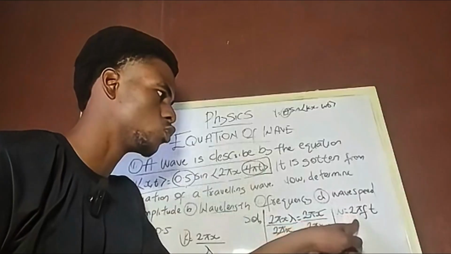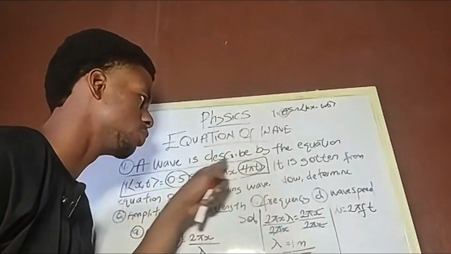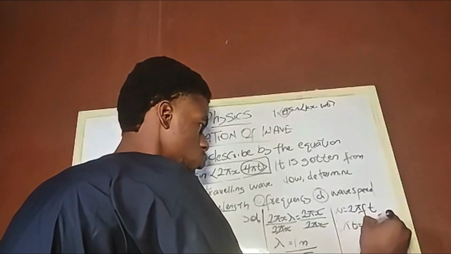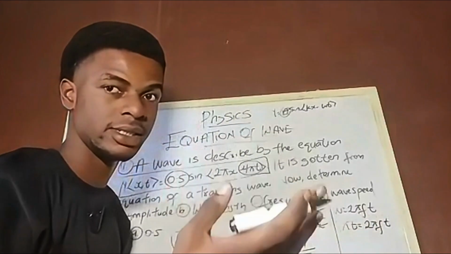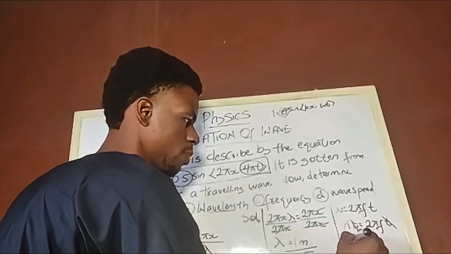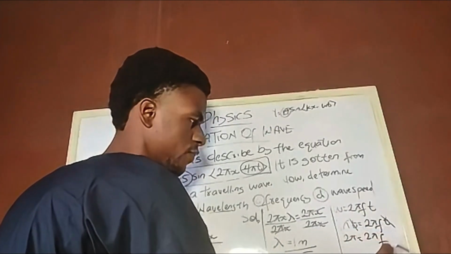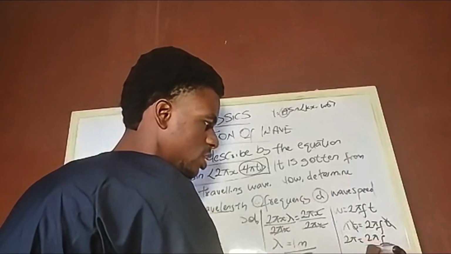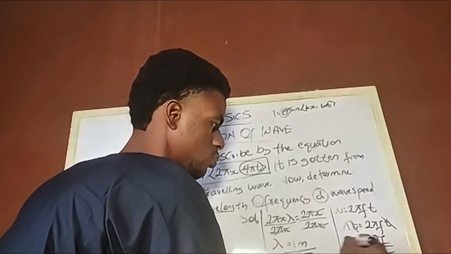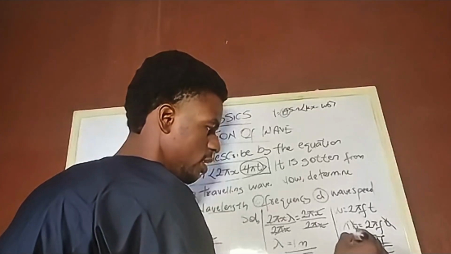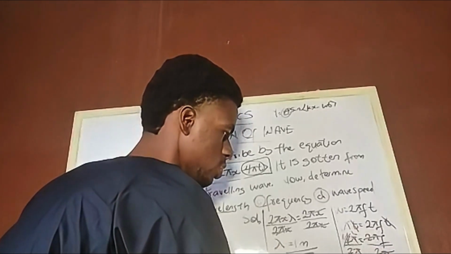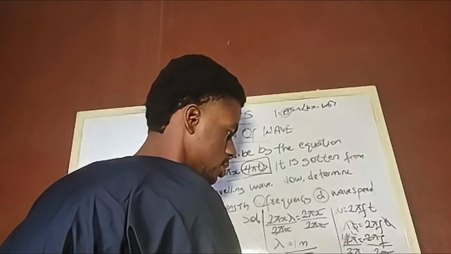So w = 2πf. What is my w? 4πt. So you have 4πt = 2πft. The t will cancel the t. So you have 4π = 2πf. We need to get the frequency, so divide both sides by 2π. This cancels this, and 4 divided by 2 is 2. So your frequency equals 2 hertz.